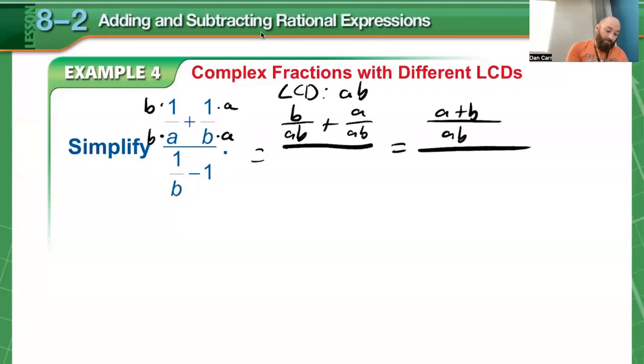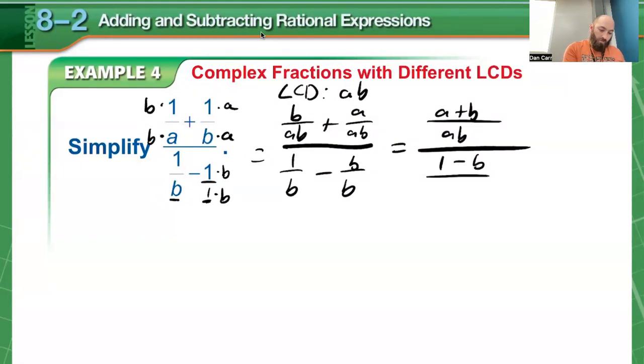Bottom half, I'll do the same thing. If this is 1 over 1, my least common multiple here is B. So I'm going to multiply this by B and this by B. If I do that, I have 1 over B minus B over B, and then I can put these together as 1 minus B over B. Remember, this is a division problem, thanks to that division bar. So I'm going to rewrite this as a division problem.